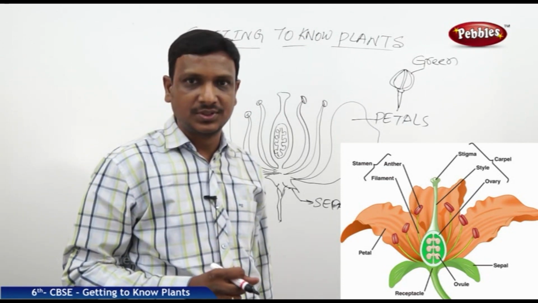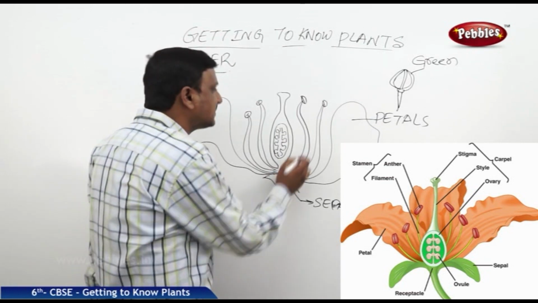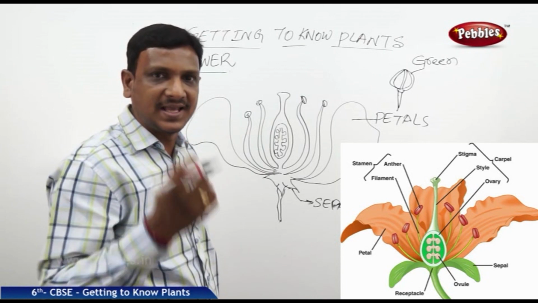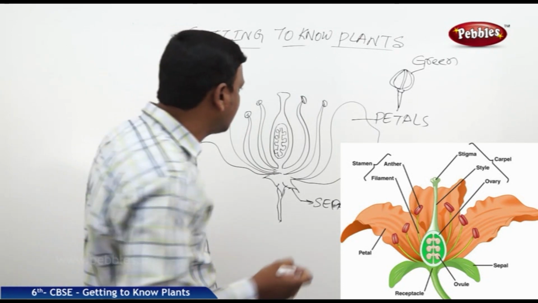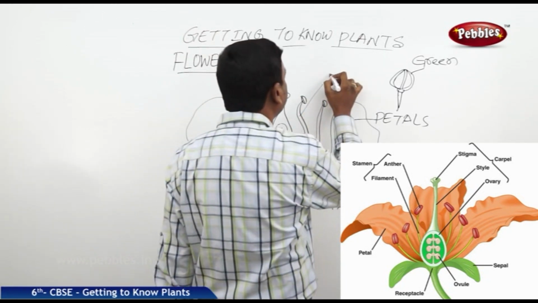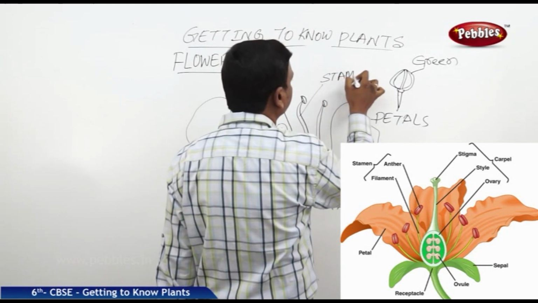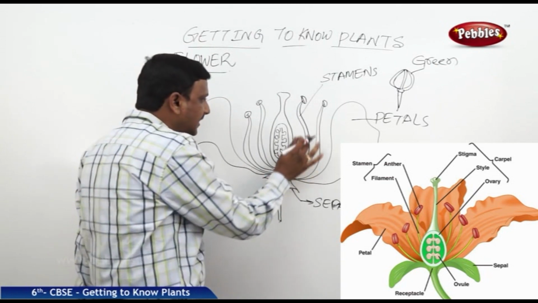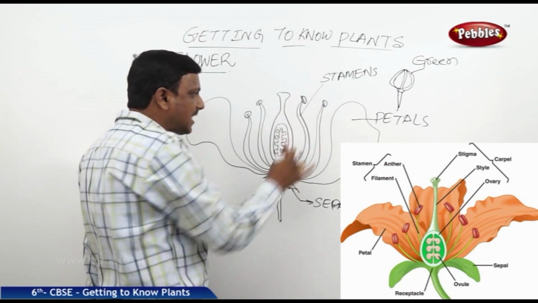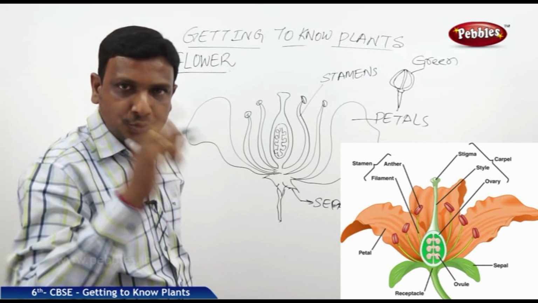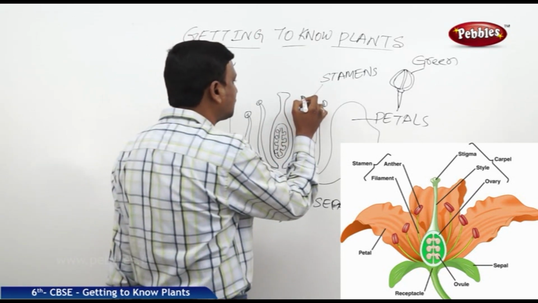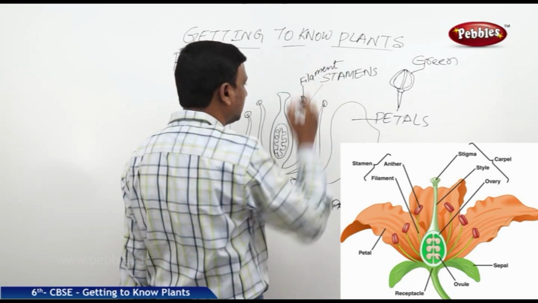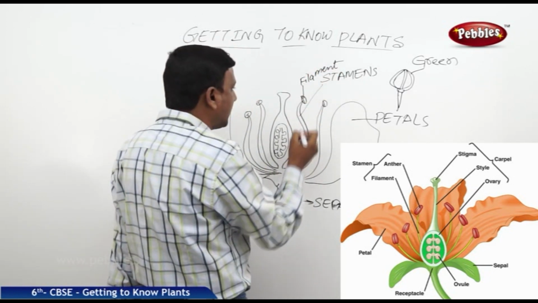What are those? There you find some stick-like, stand-like structures, finger-like projections called stamens. So this whole thing is called a stamen. The stamen itself has two parts. One is the top part called the filament and the bottom one is called the anther.